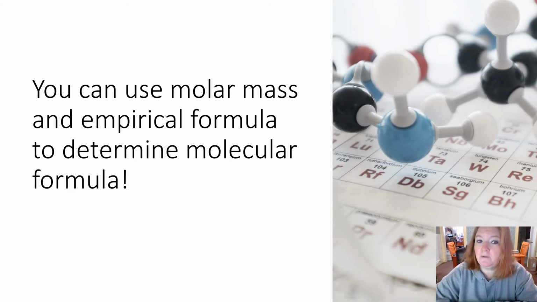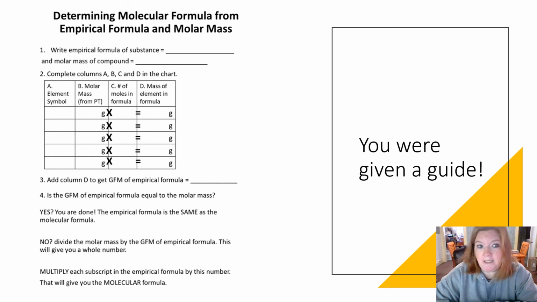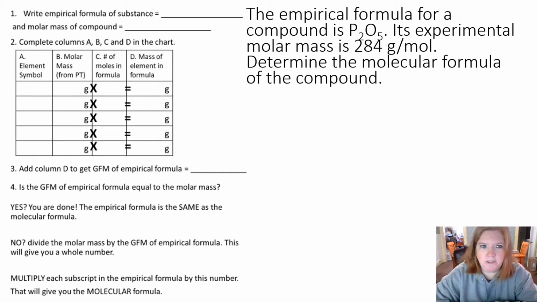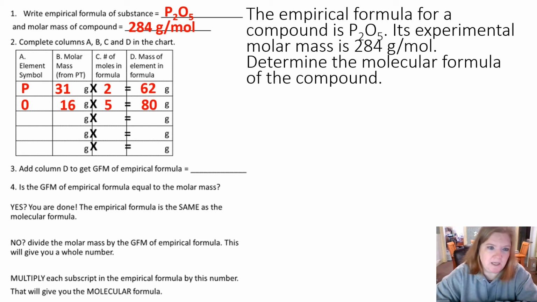All right, you can use molar mass and an empirical formula to determine the molecular formula. Oh my goodness, that's so many calculations, right? So you were given a guide. Here's how to do it. Write the empirical formula, write the molar mass. It has to be given to you in the problem, okay? That is not a trick. So write my element symbols, look up the molar mass on the periodic table, and how many moles are in the formula. I look for subscripts, okay? Now to find the mass, I take the molar mass times the number of moles, I get this. Add them up, and I get the gram formula mass for the empirical formula.